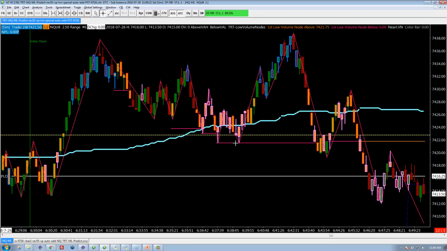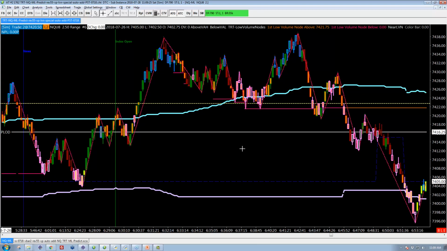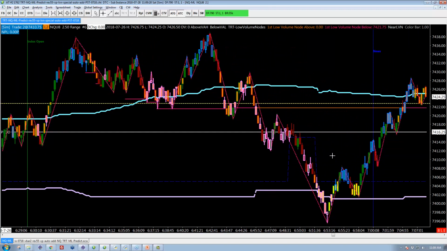I'm sorry, there's one extra criterion I need to clarify. There are times when you are near the edge here, but you're also really close to the point of control. The point of control is where the most trading has occurred, and we want to stay away from that area. This is an area where things are likely to go sideways, likely chopping. So you have to be far enough away from the point of control for the system to say, okay, it's legitimate to make a prediction here and see what the order flow looks like.